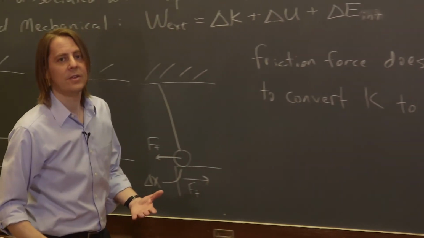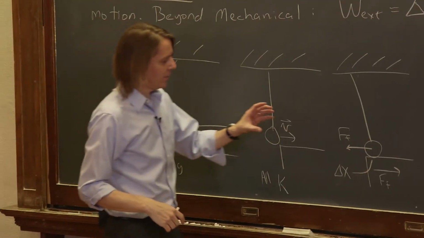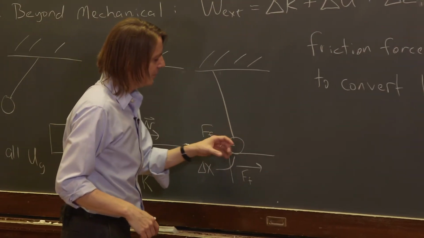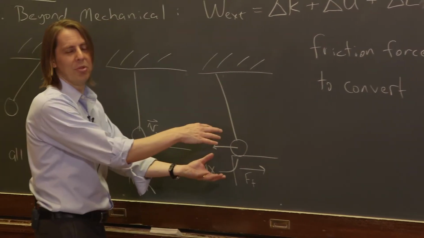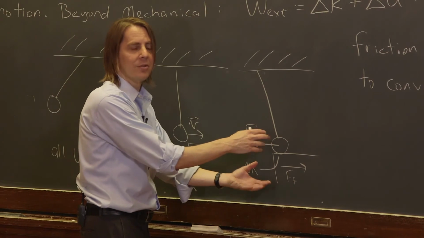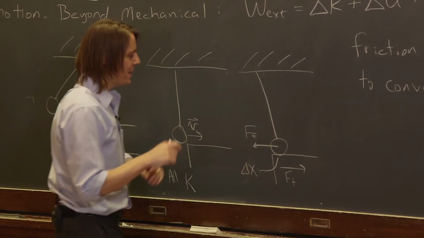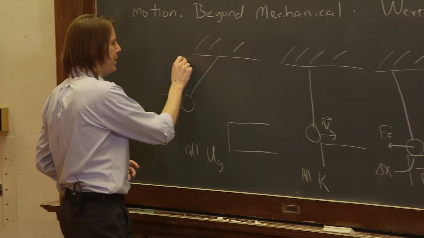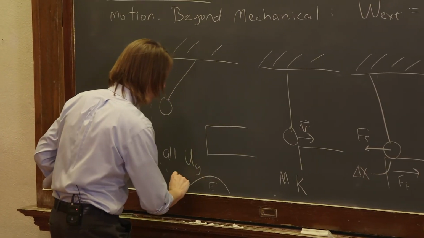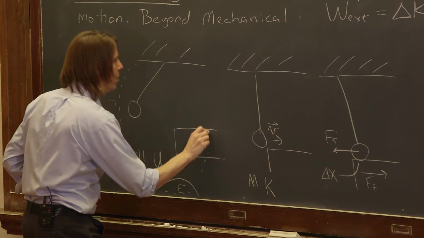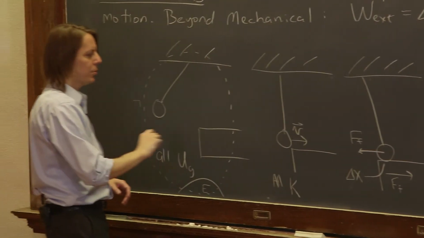And it does it as heat. It stops the mass, and all its kinetic energy is turned into heat. And then the heat dissipates into both the mass and the block. The heat goes away. So if we take the case that our system is the pendulum and the Earth and the block, then we will conserve energy.